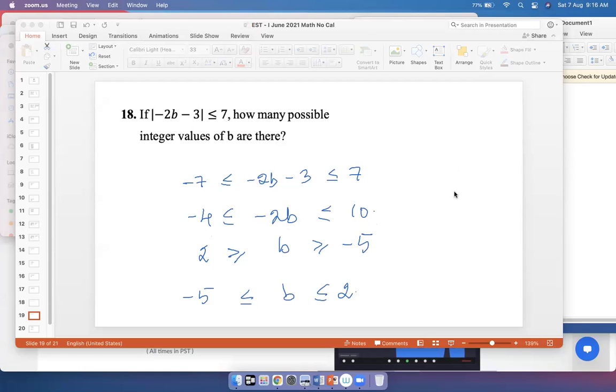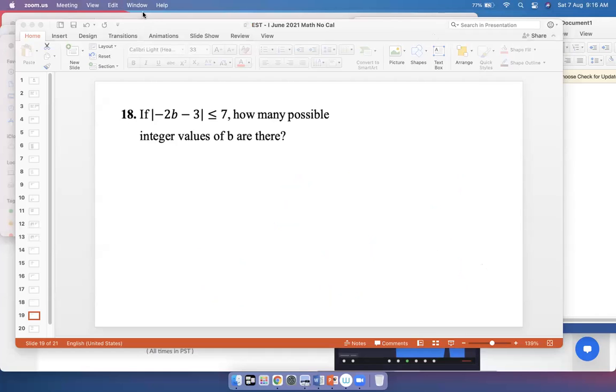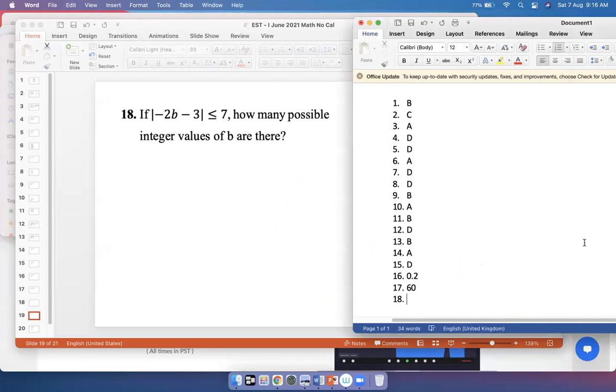So b can be negative 5, negative 4, negative 3, negative 2, negative 1, 0, 1, and 2. These are the integer values. So how many? 1, 2, 3, 4, 5, 6, 7, 8. So there are a total of 8 integer values. So 18 is 8.